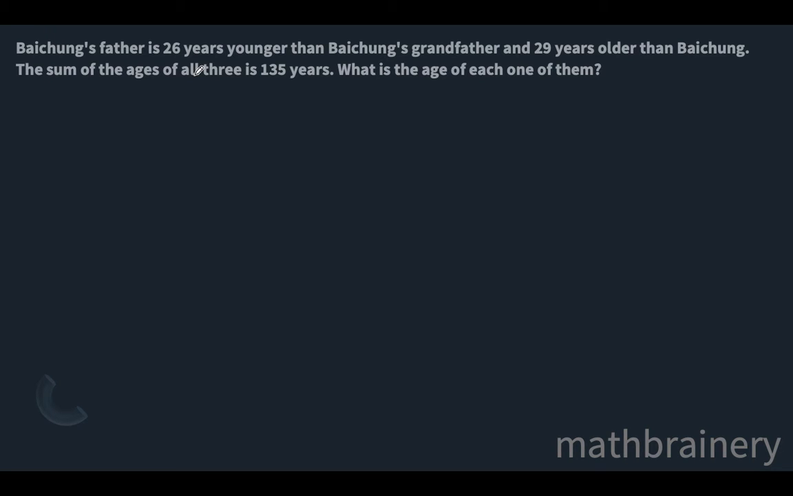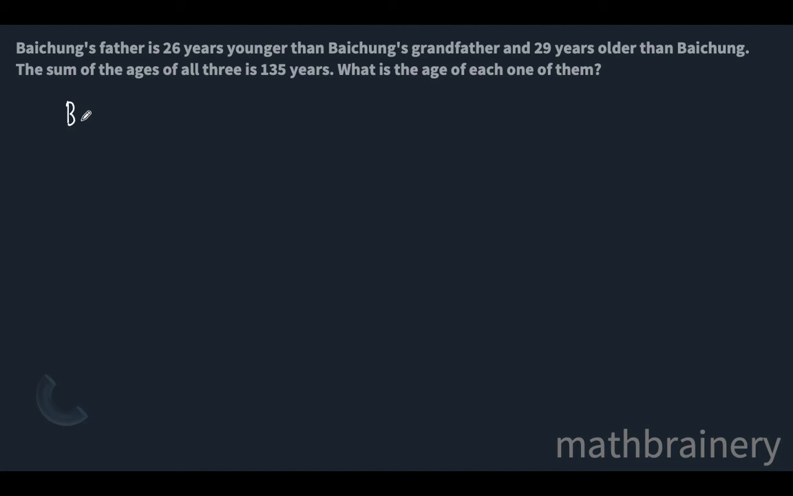Baichung's father is 26 years younger than Baichung's grandfather and 29 years older than Baichung. Sum of the ages of all the three is 135 years. What is the age of each one of them? Now, Baichung's father is 26 years younger than Baichung's grandfather. This is the first condition. And Baichung's father is 29 years older than Baichung. This is the second condition. Now, both the conditions are related to Baichung's father's age.